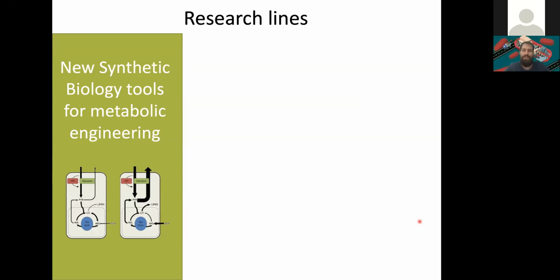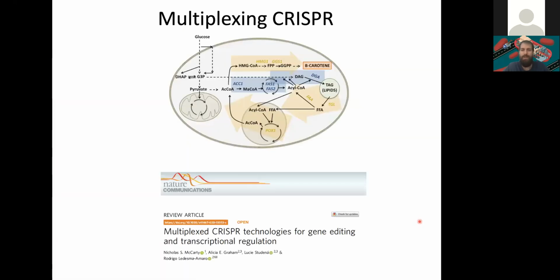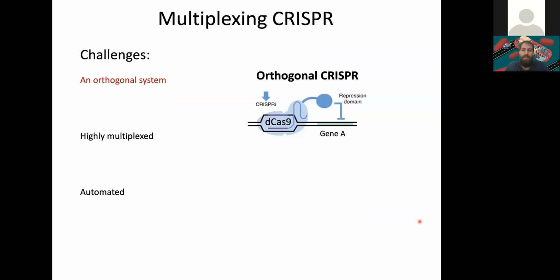So this is a brief introduction to the other two research lines that I'm working on. One I mentioned already: the generation of synthetic biology tools, and more concretely, I'm working on multiplexing CRISPR. You're probably familiar with CRISPR as a genome editing tool and transcription regulation tool. The word multiplexing basically tells us that CRISPR allows us to target many different targets at the same time, and this was more difficult to do in one go with previous techniques. So I think this is an ideal system for the coming metabolic engineering and synthetic biology approaches, and that's why we're trying to optimize these methodologies.